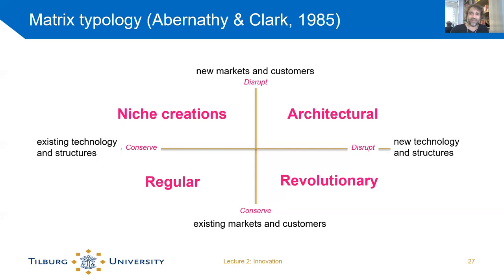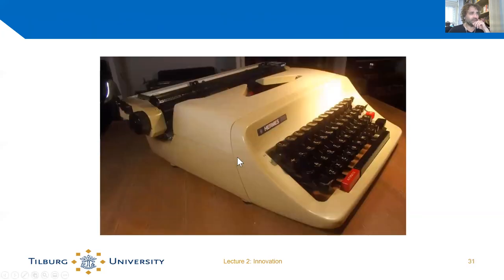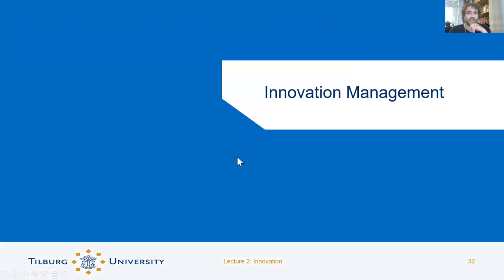A short sidestep in the scientific process. This is what we explained. Then I think this is probably the last thing we do. So I want to explain a bit about innovation management. So we have all these different types of innovations. How do we handle this as an organization?